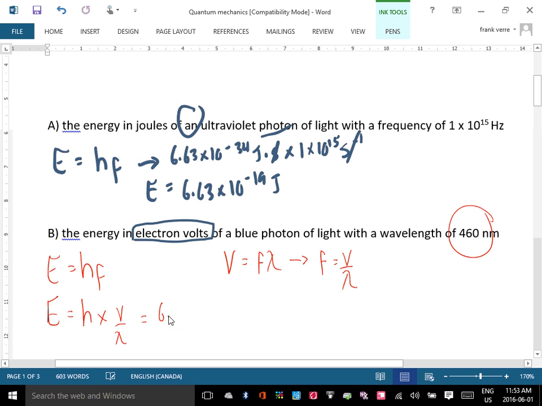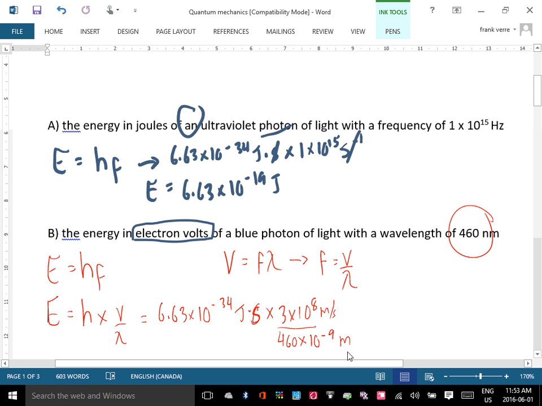So Planck's constant times, joules seconds, not joules per second, joules seconds, times the speed of light. This is light after all, so I should be using C actually, not V. So that will be what? 3 times 10 to the 8 meters per second over lambda. Well, what's a nanometer? 10 to the negative 9, right? 10 to the negative 9 meters.